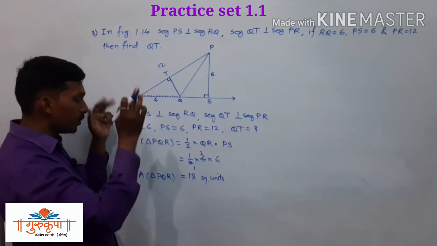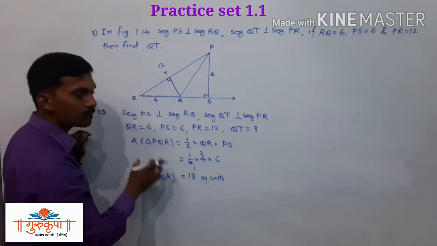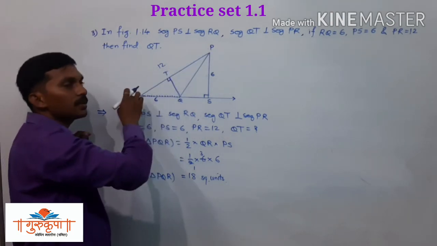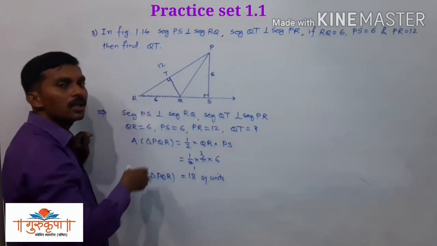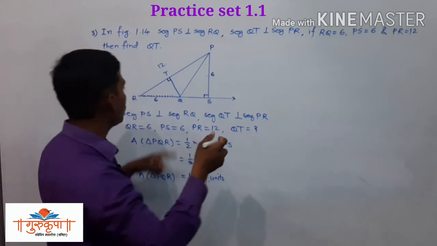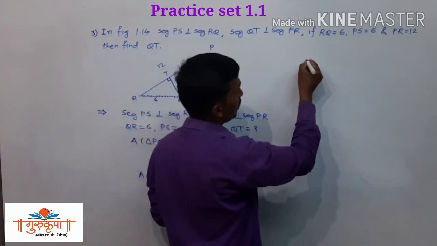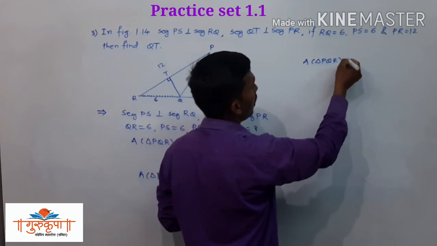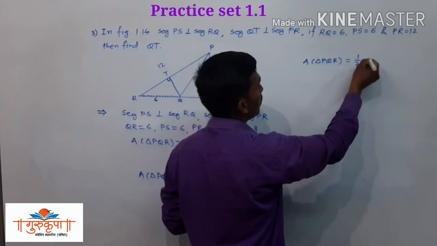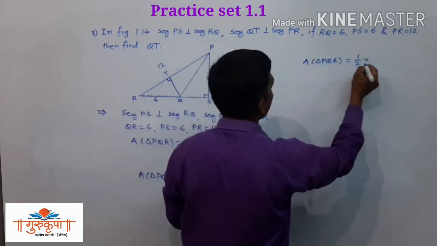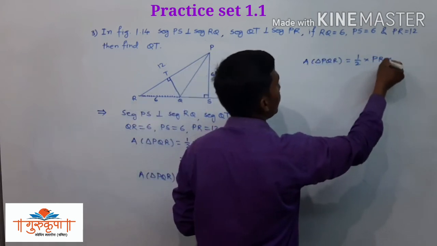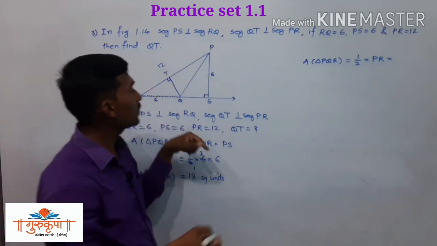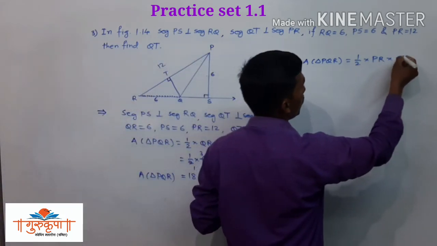Now again we have to find the area of the same triangle, but here we have to consider that PR is base and QT as height. So again we'll find the area of triangle PQR. This area of triangle PQR is equal to half into base is PR, and if base is PR, then height is QT. So this is half into PR into QT.